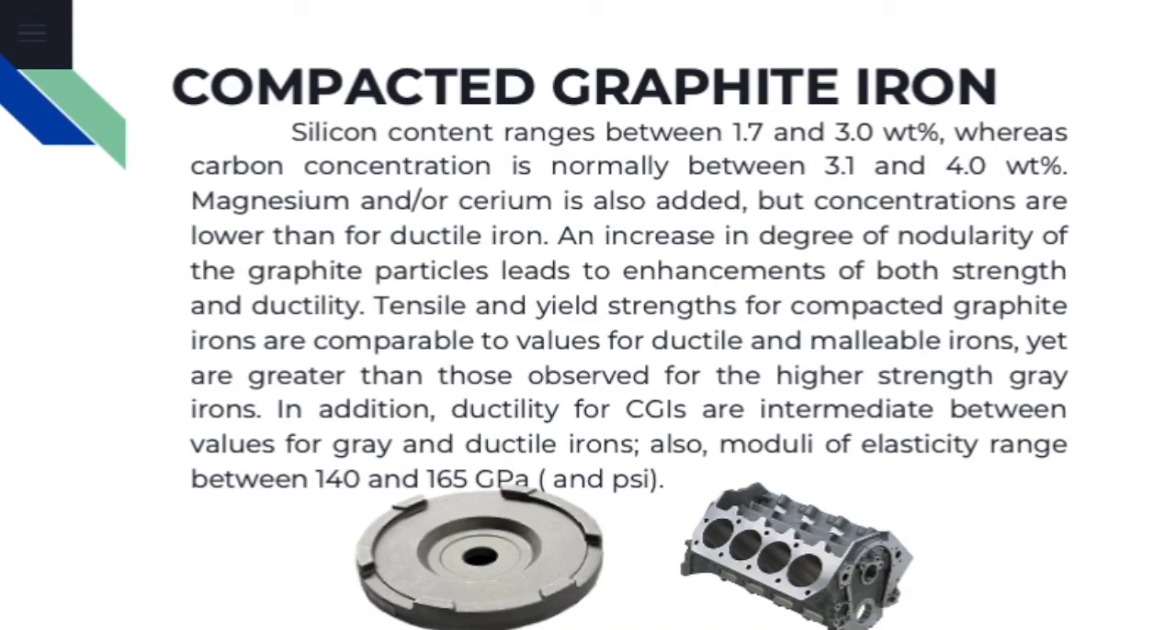The compacted graphite irons are now being used in a number of important applications, which include diesel engine blocks, exhaust manifolds, gearbox housings, brake discs for high-speed trains, and flywheels. So here we have the flywheel and an exhaust manifold.